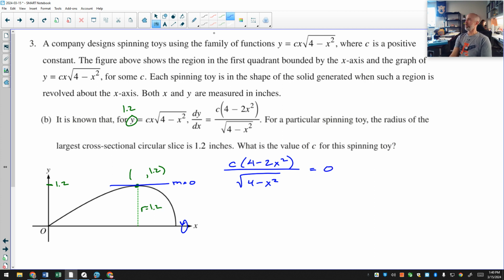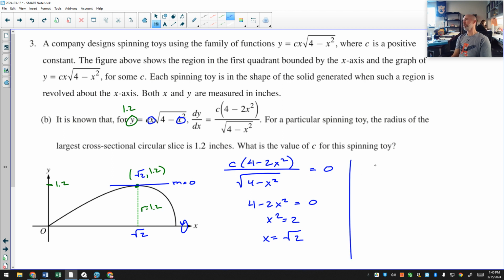Okay. When does a fraction equal 0? When the numerator is 0, right? That's going to be when x squared is 2. X is going to be technically plus or minus the square root of 2, but we are obviously in positive x's. So now I have the x, and we're almost done with this problem. Now that I have x, I have something I can plug in for x. And when I do that, I can solve this equation for c.